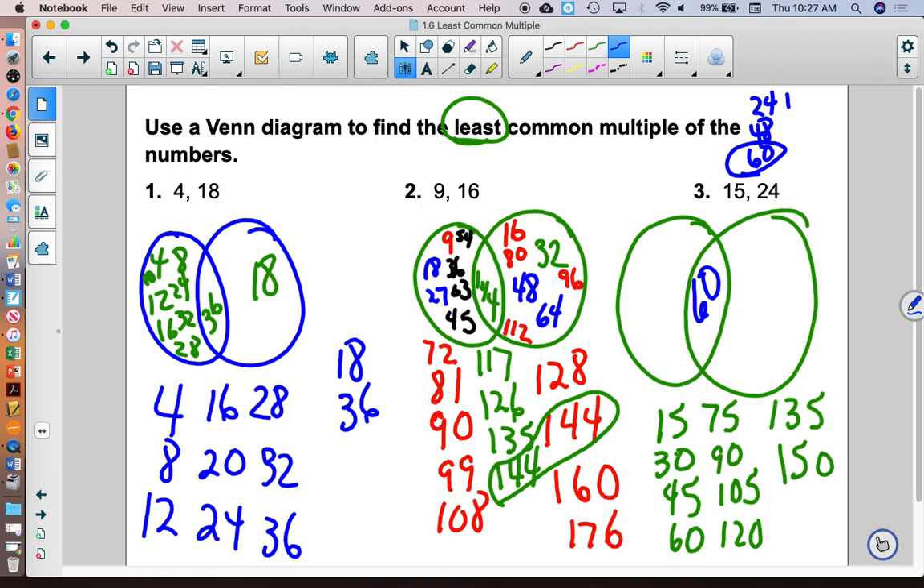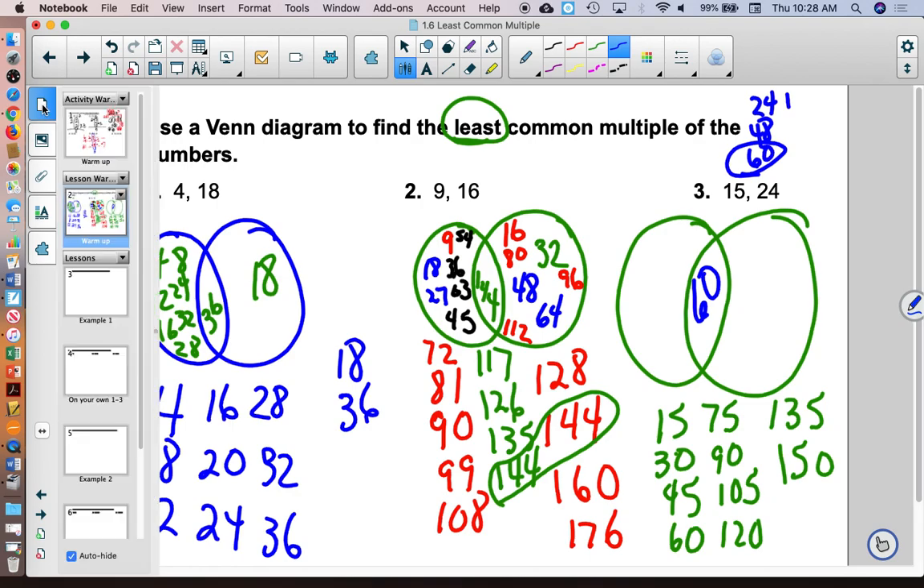I don't want to use a Venn diagram. Do you want to? No. Do you know how to? Yeah. Not a choice, right? We don't want to. No. Sometimes it's necessary.